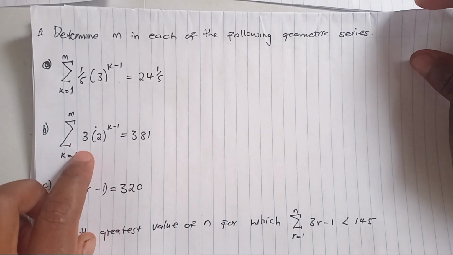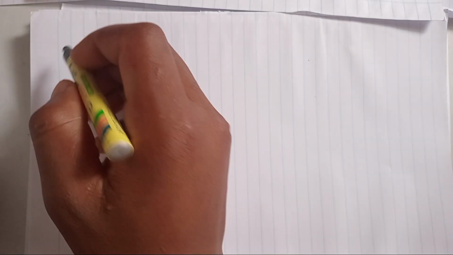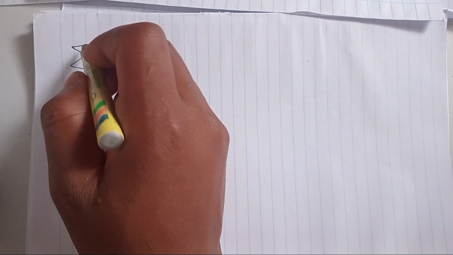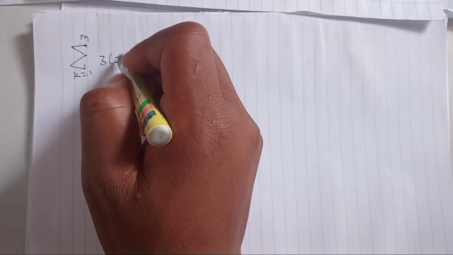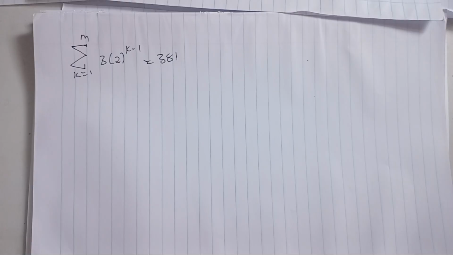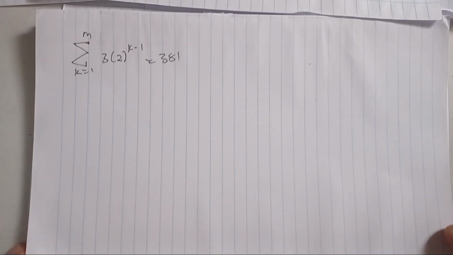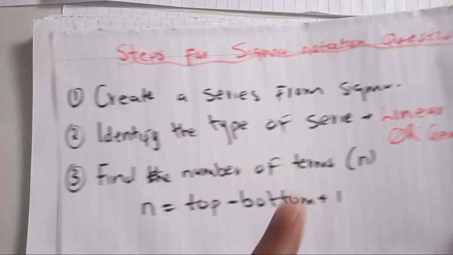So now what will be the next question? The next question is this one. We try to work this one out and then we see what we get. So let me recopy the question. It says, the sum of 3 into 2 exponent k minus 1 is equal to 381. Now, in this case, we are going to follow the very same steps and see where we go. Create the series.